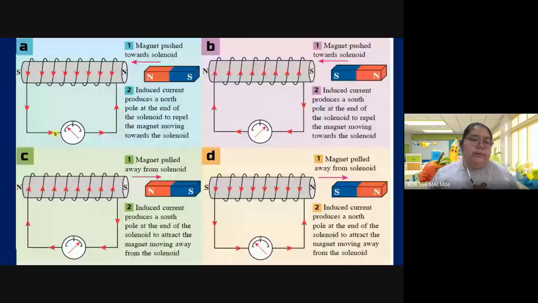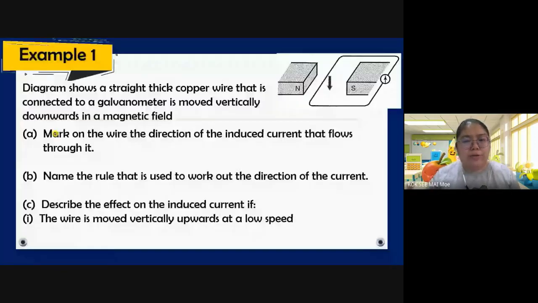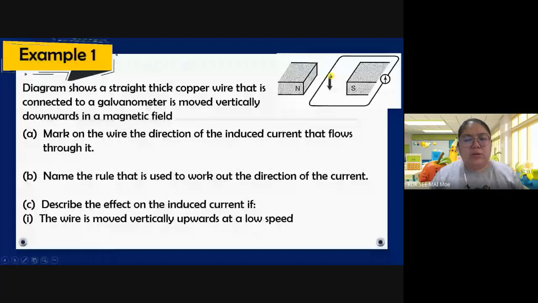Okay, I want you to answer me for this question. The diagram shows a straight copper wire connected to a galvanometer. You see no battery. The wire is moved vertically downwards in the magnetic field. Now the wire is moved down. Mark the direction of the induced current that flows through. Now you tell me, is the current coming towards you or going away from you?